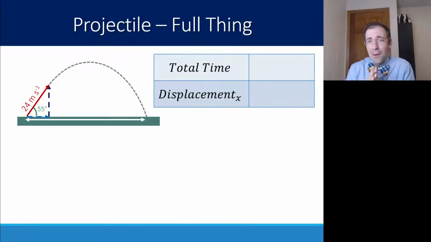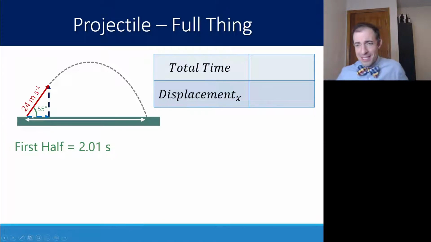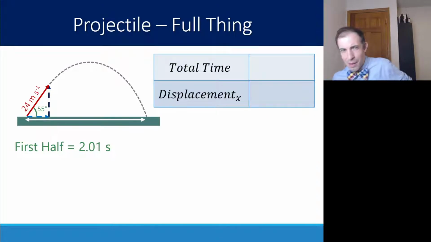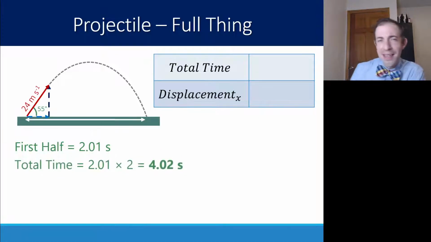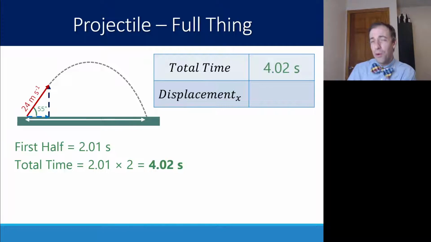So what if I want to know some information in the x direction? Well, I knew that the first half of that timing was 2.01 seconds. But that wasn't to get all the way back down to the ground. That was to go to the top. So if I wanted to go to the top and then all the way back down, I would have to multiply that by 2. 2.01 times 2 is 4.02. That's my total time to go up and back down.